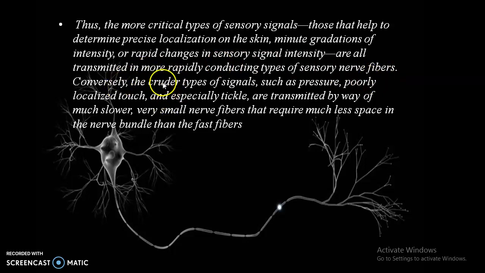On the other hand, the cruder types of signals like tickle, pressure, and poorly localized touch, which are not so important, are transmitted by way of much slower conducting nerve fibers, like C unmyelinated fibers, that require much less space in the nerve bundle than the fast fibers. So this is how the transmission of tactile signals in the peripheral nerves occurs.